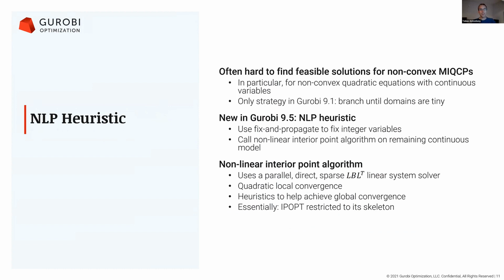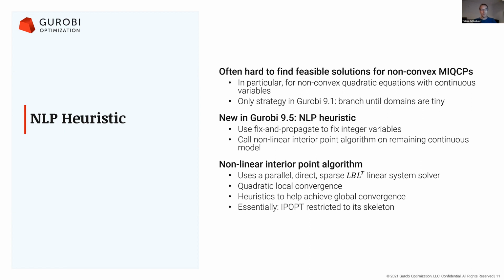So the point is that for many non-convex problems, it is very hard to find feasible solutions. In particular, if the model contains non-convex quadratic equations with continuous variables, because then the outer approximation given by the McCormick relaxations, any point in this outer approximation will, of course, never be feasible, right? Because the quadratic equation will always be inside that McCormick polytope. So with the LP relaxation, we will not be able to find a feasible solution that is really directly on the surface of the quadratic equation.